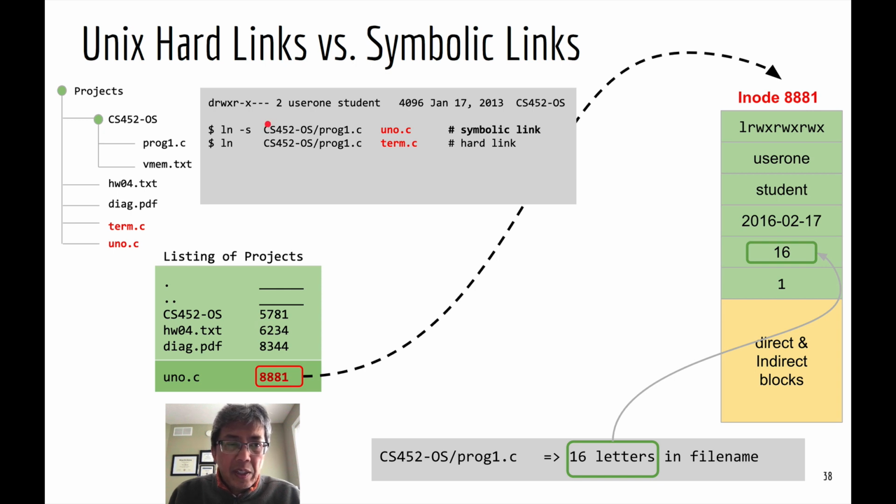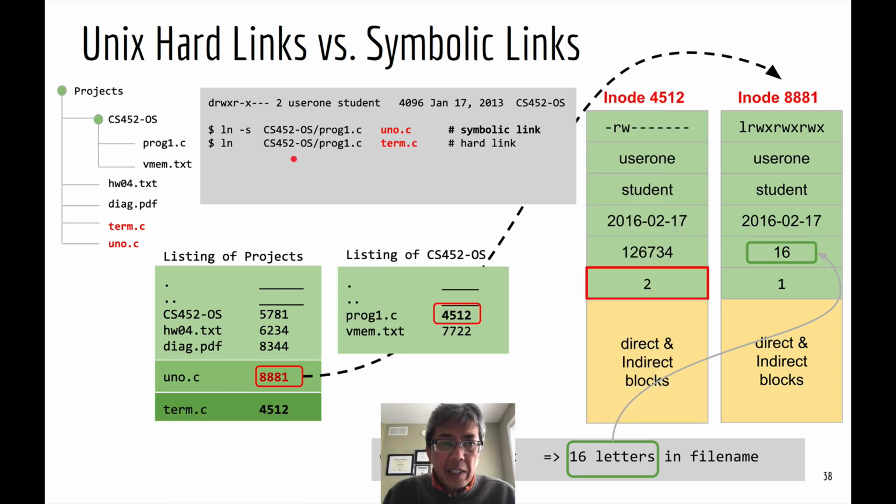And if you count the number of characters in the file name, CS452 all the way until the last C, you will see a total of 16 characters in here. That will be the content of the new file, which is unode.c. So that's why the length of the file will be 16. How about the hard link?